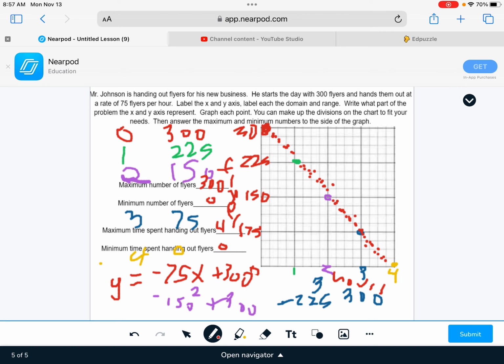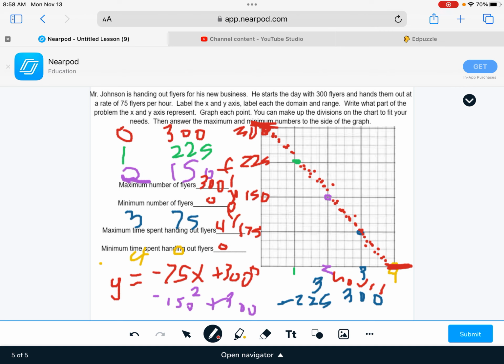Now, the reason we talk about this domain and range like that is because if you think really closely about this situation, Mr. Johnson is never going to have negative flyers. He has a set floor of 0. There's no possible way that he could end up with more than 300 flyers as well. That is the most he starts with. He is never going to have any more than that. Nobody's going to walk by and say, "Oh, Mr. Johnson, I have more flyers for you." It doesn't happen. So it has that.